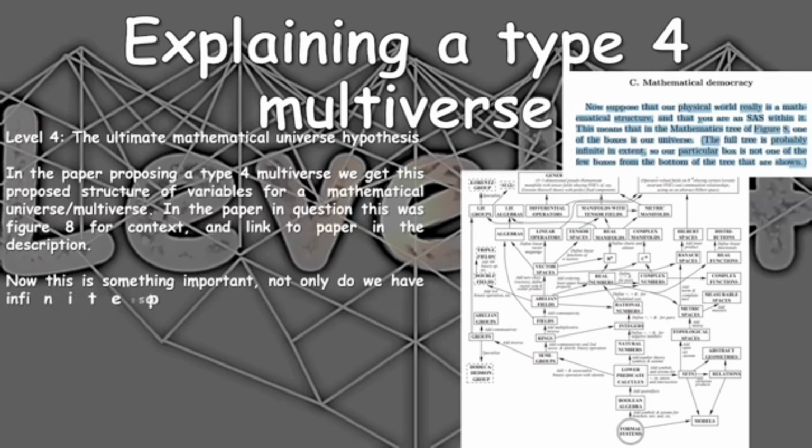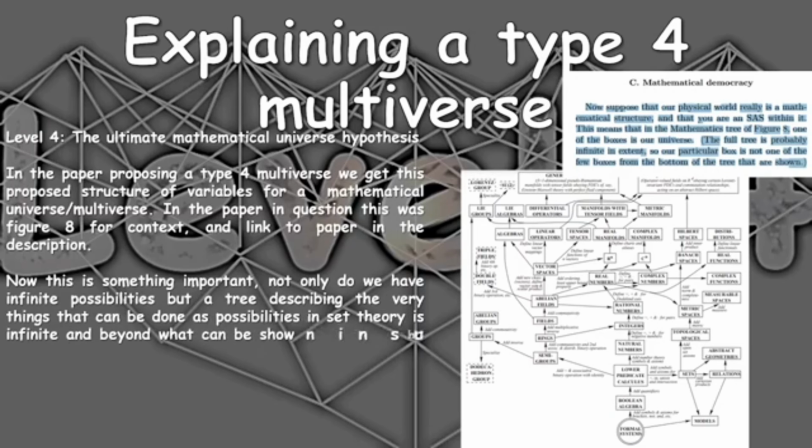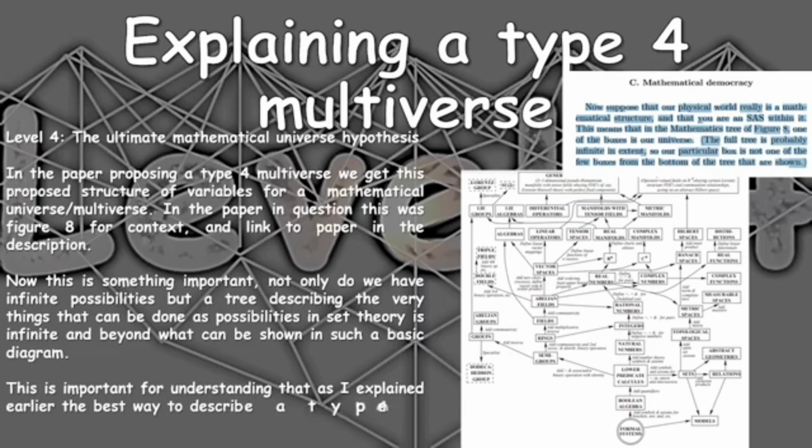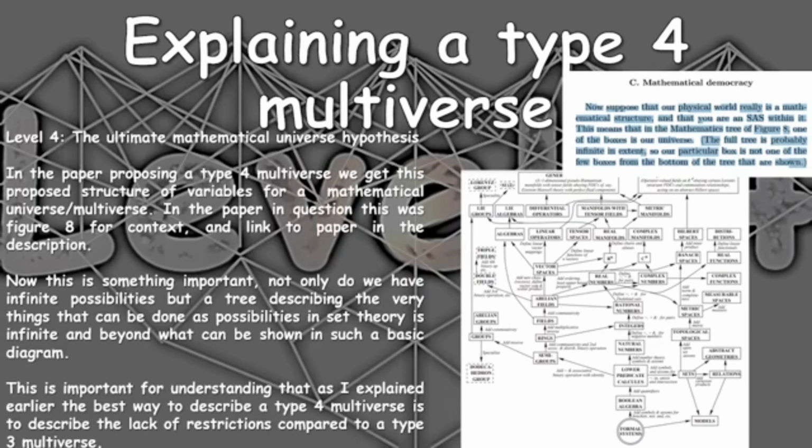Now, this is something important. Not only do we have infinite possibilities in a Type 4 multiverse, but if we were to describe the axioms that define these possibilities, Tegmark is saying that this axiom set should also be infinite. This diagram is showing a finite version of it, but he very clearly outlines it should be infinite. So there is not just infinite possibilities, but infinite axioms for the infinite possibilities. This is important for understanding, as I explained earlier, the best way to describe a Type 4 multiverse is on its lack of restrictions. It includes all axioms, unlike a Type 3 multiverse.